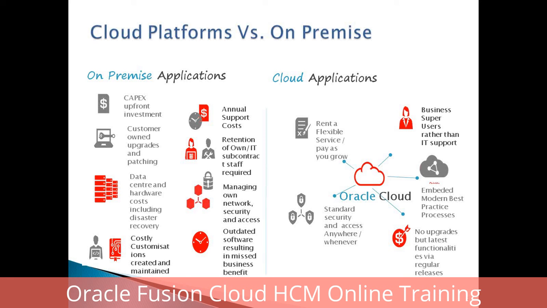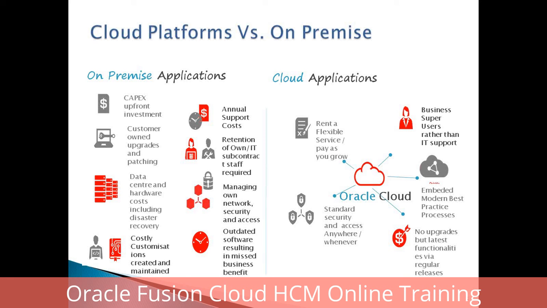So cloud applications, on the other hand, have a flexible service, pay as you use. So that is subscription based. Here we don't buy any license. Accordingly to how many users are going to use that particular application, the subscription will be fixed, annual subscription or quarterly subscription. That depends upon the agreement between the customer and the service provider, say Oracle.